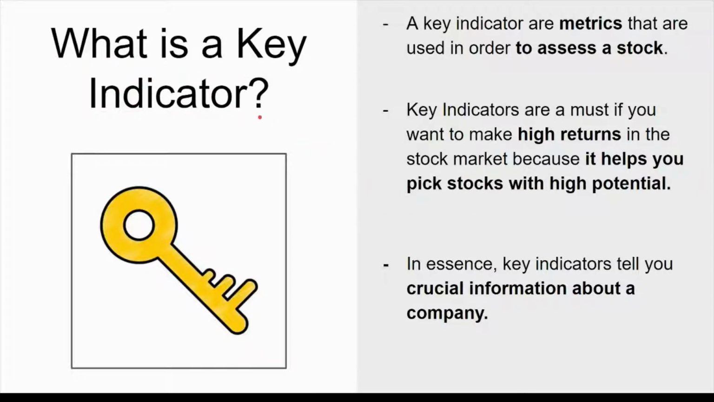So, what is a key indicator? Key indicators are basically metrics that are used in order to assess a stock. For example, key indicators help you know certain things about a company, such as how much the company is worth and whether it's overvalued or not, in order to help you pick stocks with high potential. And these are a must if you want to make high returns. So, in essence, key indicators tell you crucial information about a company.